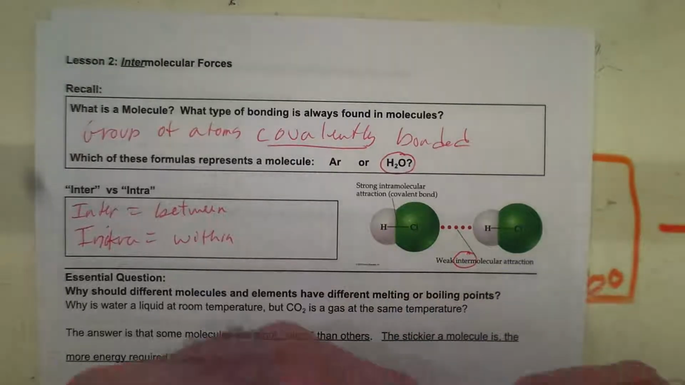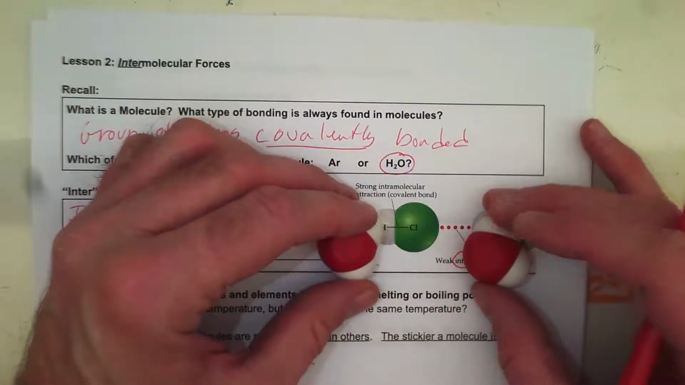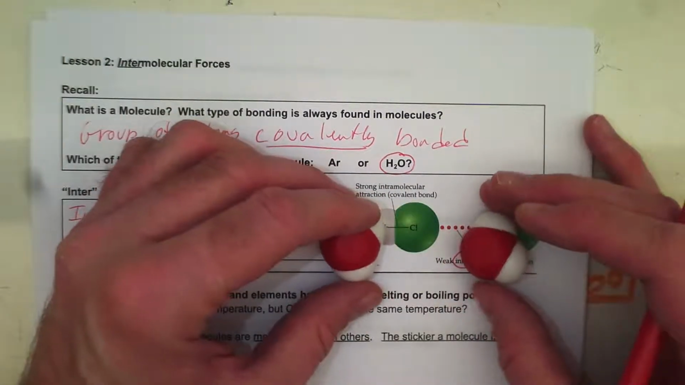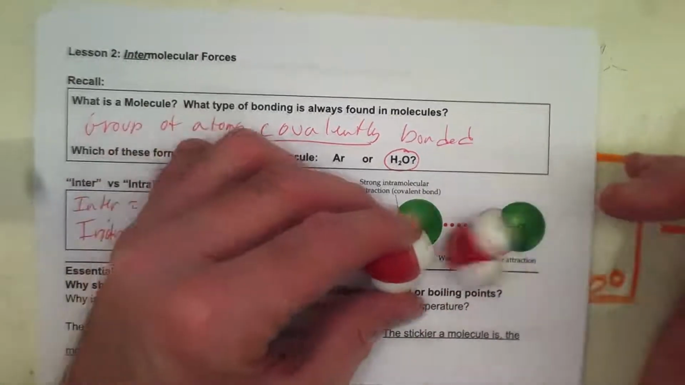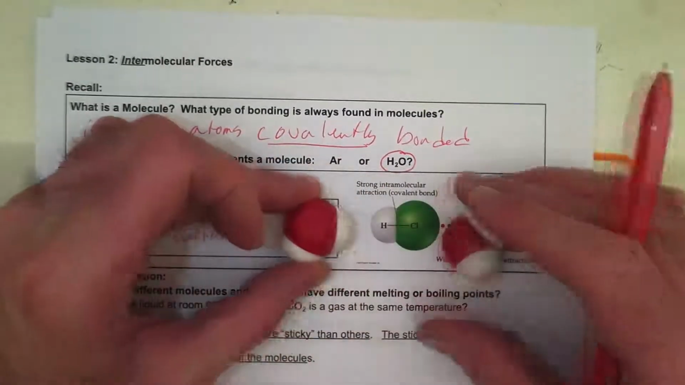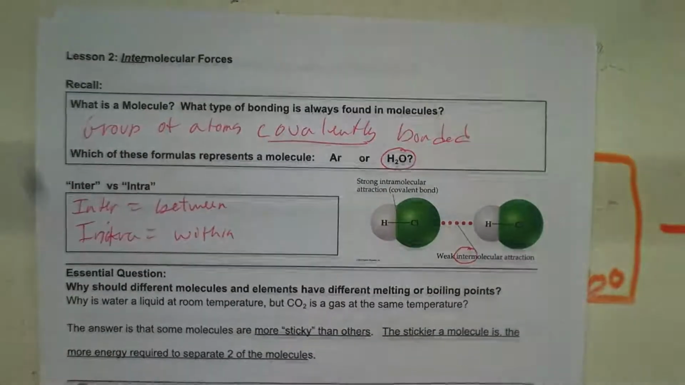Just to give you another example, I've got two water molecules here. There are intramolecular bonds keeping them together, but the molecules, as you can see, are attracted to one another. Those are intermolecular forces. So that brings us to our essential question.